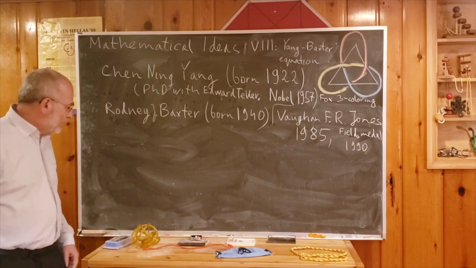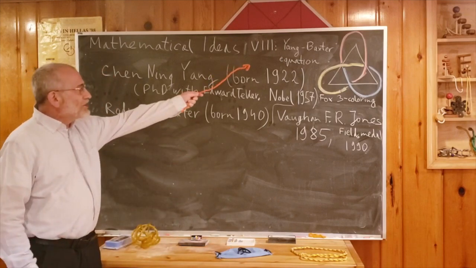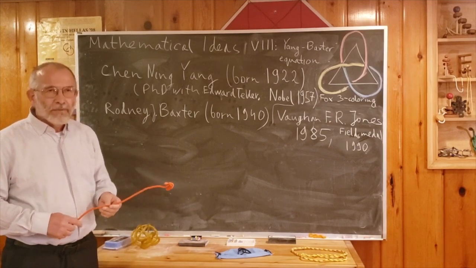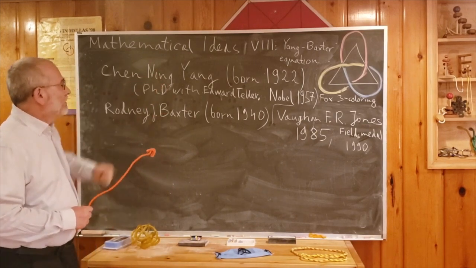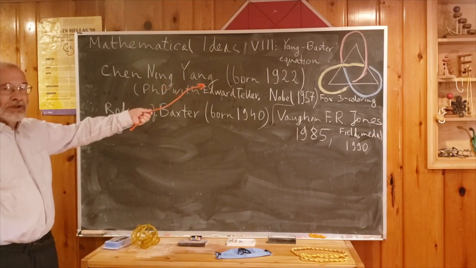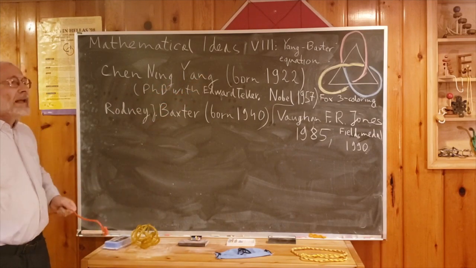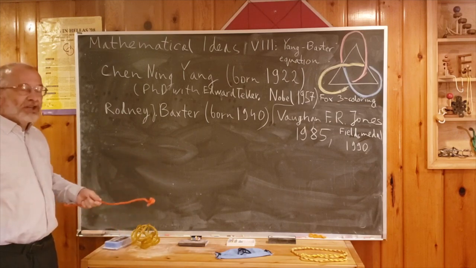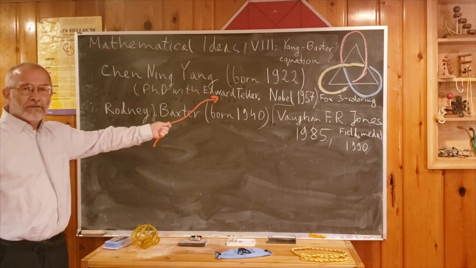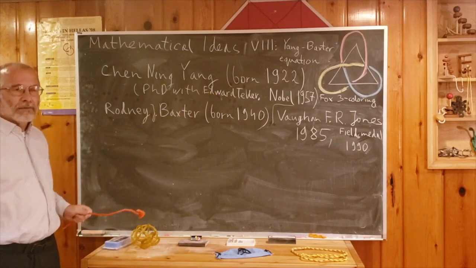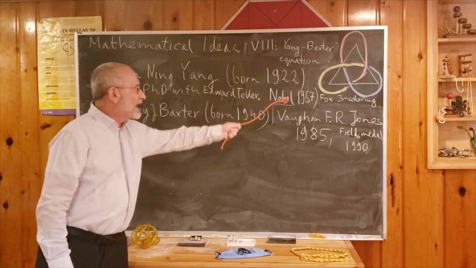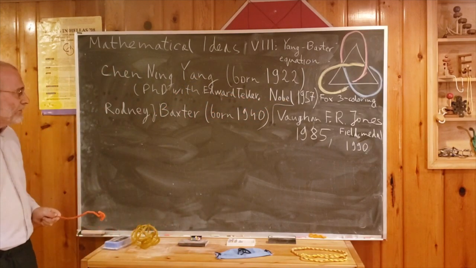So today I will talk about the Yang-Baxter equation, Yang-Baxter operators, but in relation to knot theory. First, a few words about Yang and Baxter. Yang was born in China in 1922. Then he went to America and did a PhD in Chicago under Edward Teller. I mention this because Teller was professor of physics for a while at George Washington University. Then Yang got the Nobel Prize in 1957.